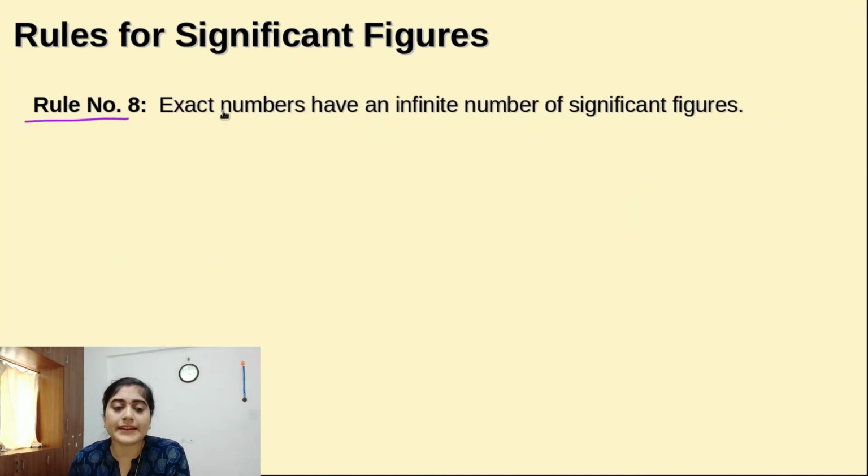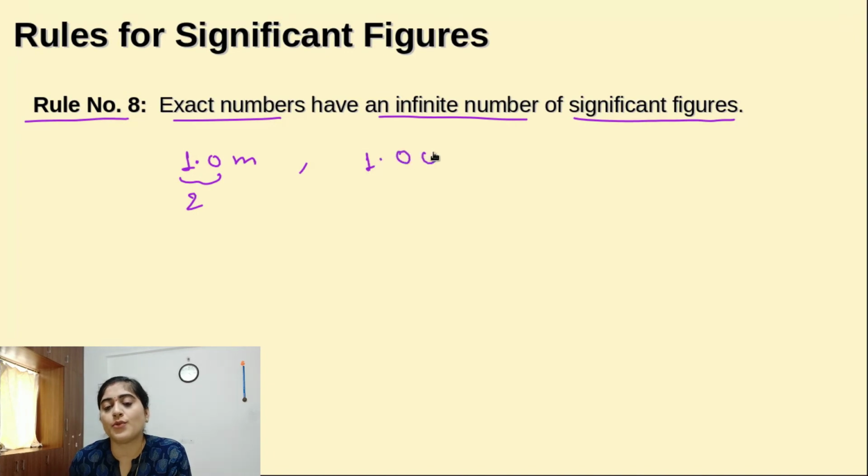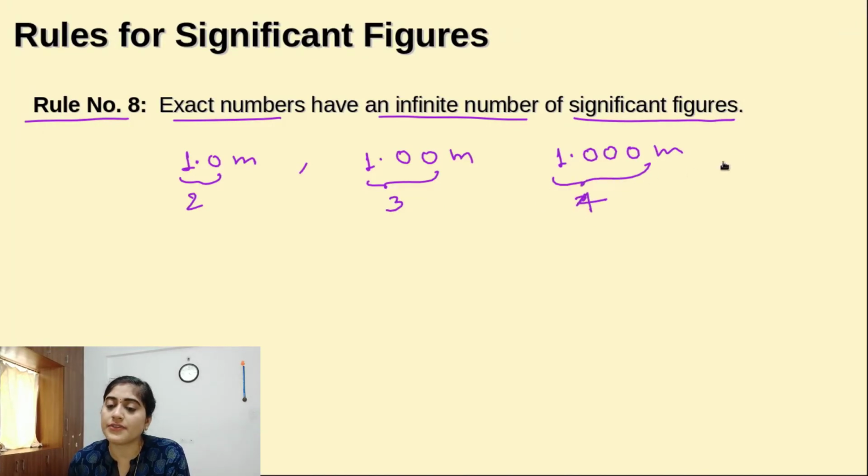Rule number 8 says exact numbers have an infinite number of significant figures. Suppose for example you have one value like 1.0 meter. How many significant figures are there? There are 2. But you can write 1 meter like this also, 1.00. How many significant figures do you have? 3. And you can also write 1.000, like this also. So this is also having 4 significant figures.